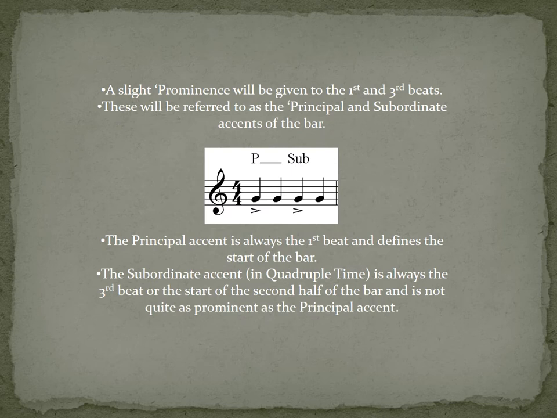Now, for a practical sense, and also a theoretical sense, you will notice there will be a slight prominence to the first and third beats. These will be referred to as the principal and subordinate accents of the bar. The principal accent is always the first beat of the bar, and it defines the start of the bar. The subordinate accent, in quadruple time, is always the third beat of the bar, or the start of the second half of the bar, and it's not quite as prominent as the first principal accent, hence the title principal for the first and subordinate, meaning not quite as important, for the third.